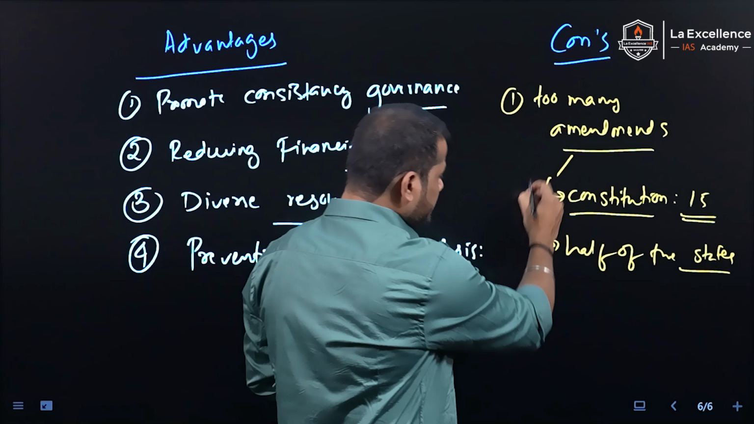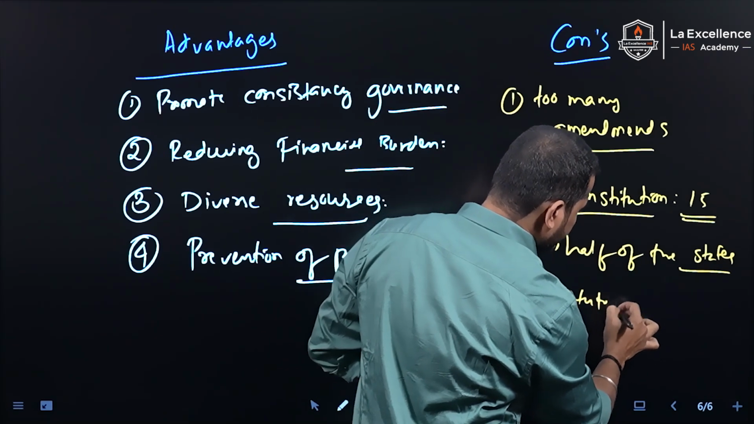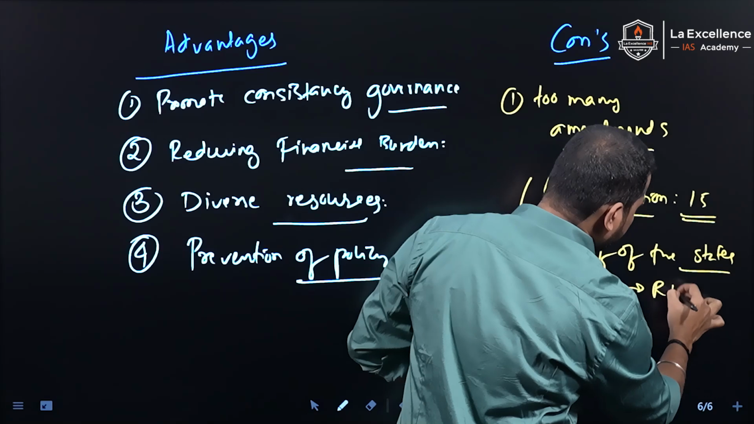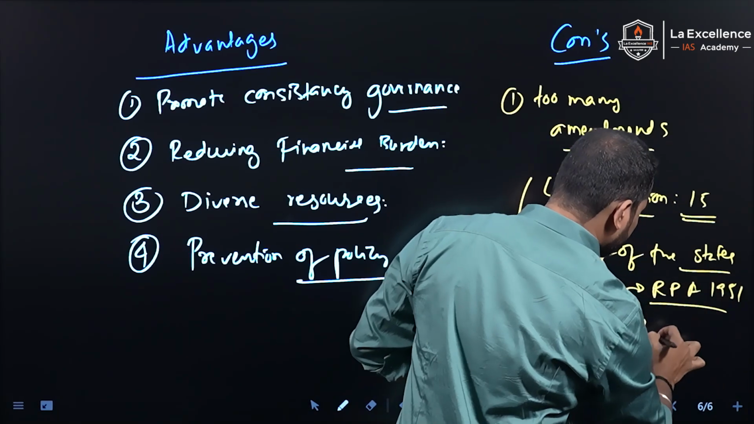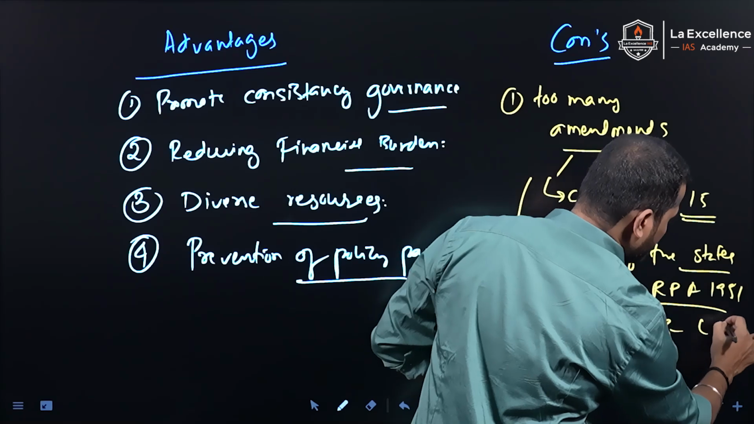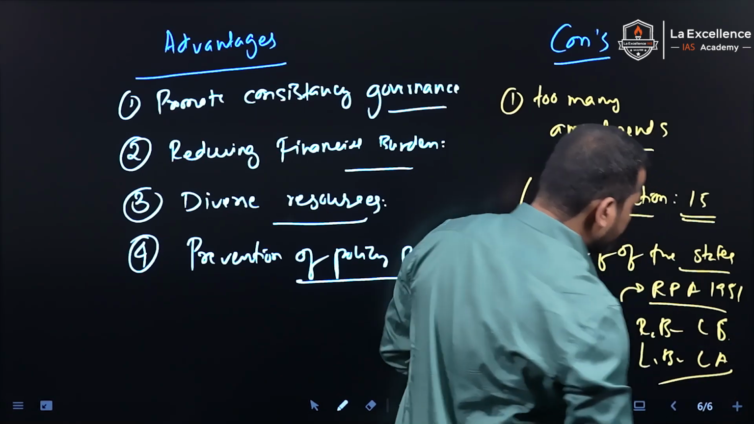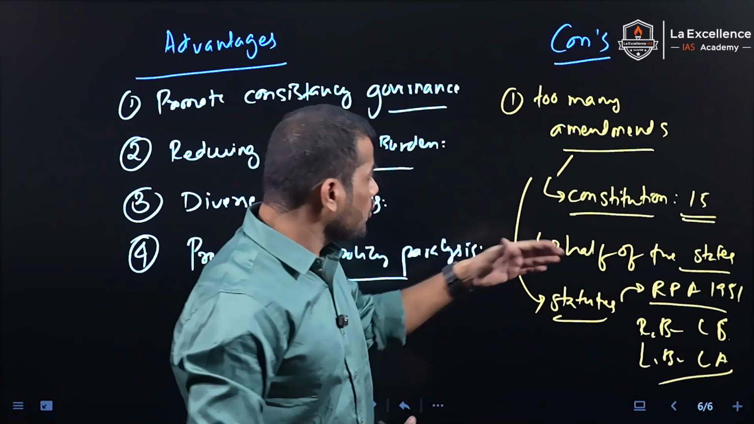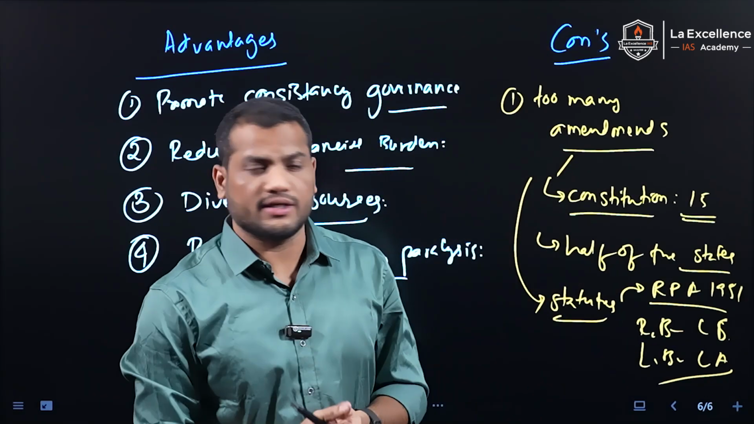And also amendments to the other statutes. For example, the Representation of the People Act of 1951 and also the rules of business of the Lok Sabha, right? And also the rules of business of the state assemblies. These shall be amended to bring simultaneous elections in India. This is also a huge task.